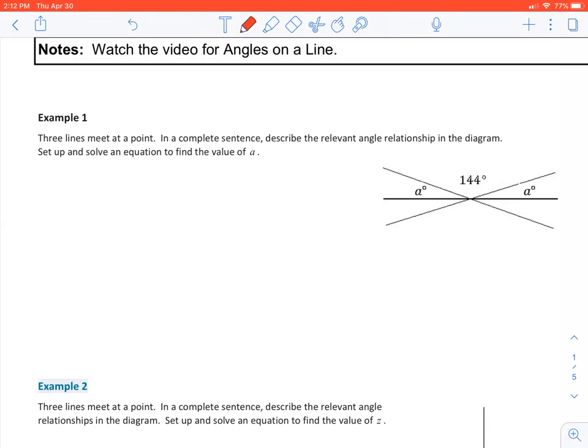All right, this video is going to show you how to find missing angles from angles on a line. This is one of our vocabulary words that we've learned. I'm just going to remind you that angles on a line add up to 180 degrees. So everything we're going to do today is going to use that relationship. So let's look at example 1.